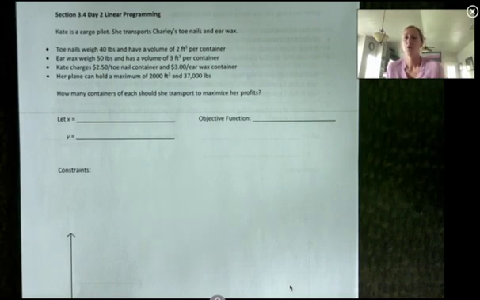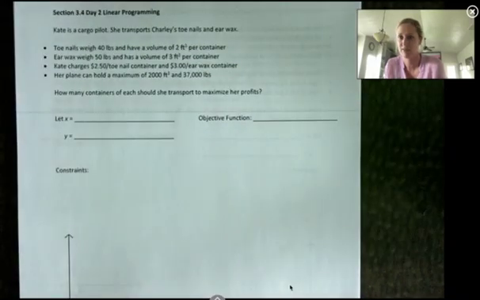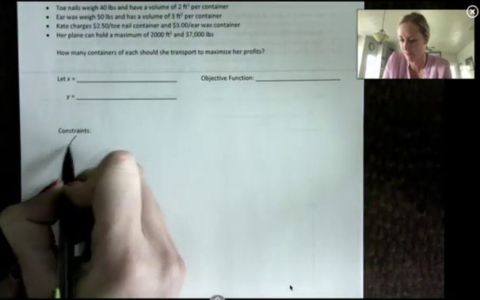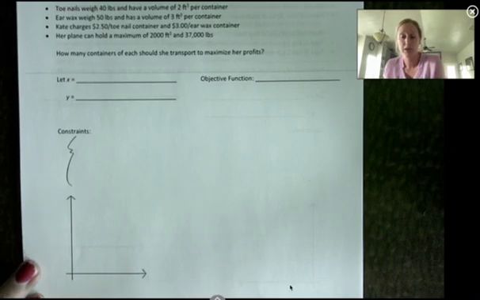Okay, so pretty much all of our scenarios, when we're dealing with word problems, are going to be positive values, because if we're answering the question, how many containers, we're not going to have negative. So almost always with these, we are going to have an inequality where x and y are greater than or equal to 0. Now we do need to establish what x and y are representing.